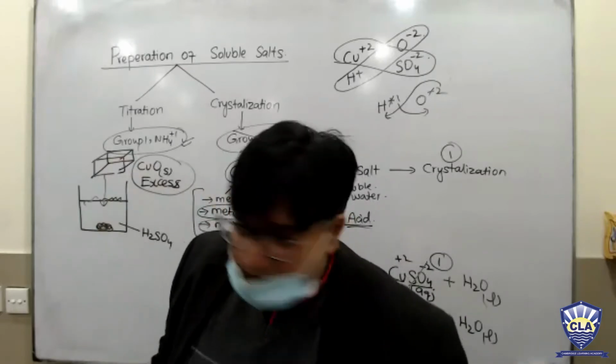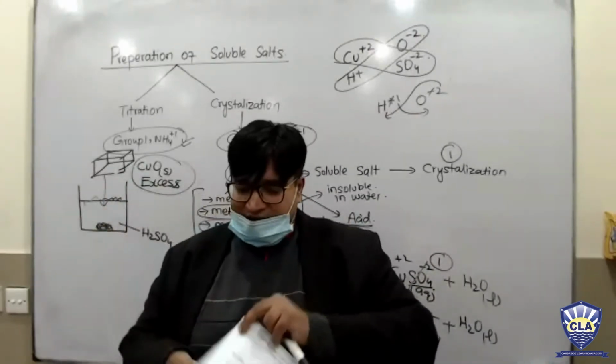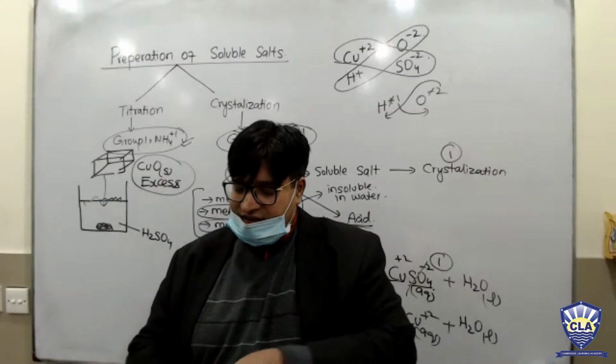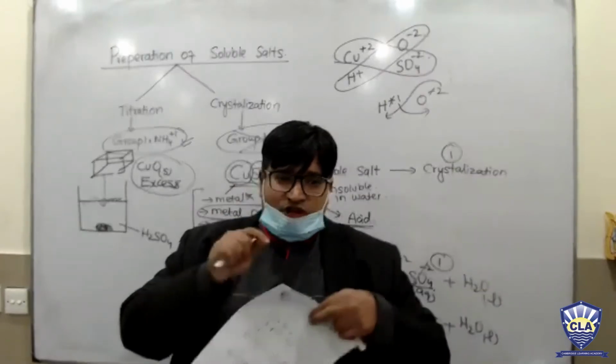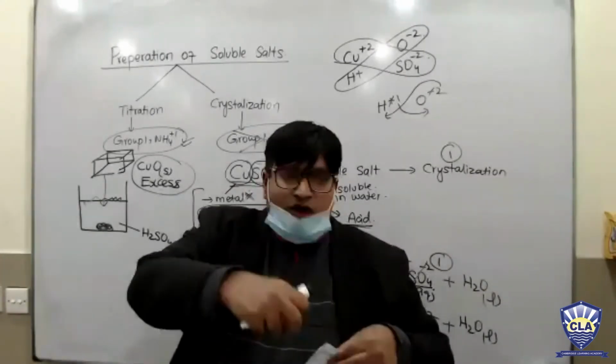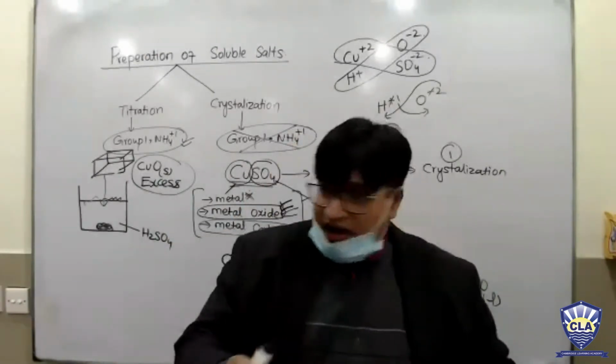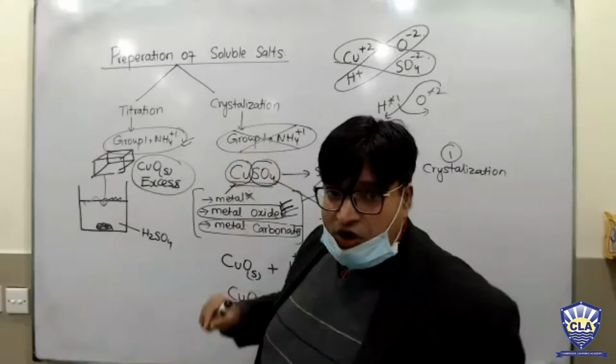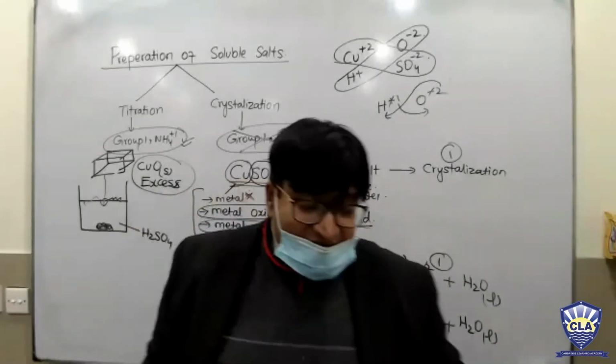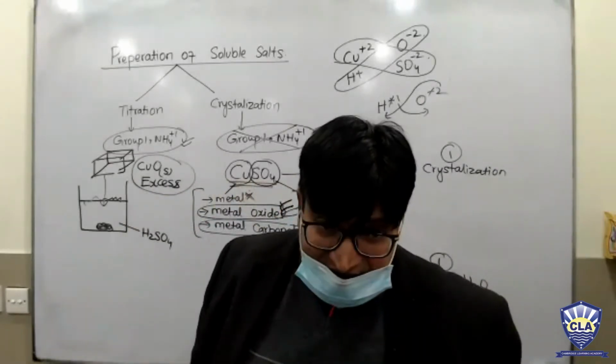Take a paper, put this solid in that paper and just press it. So the quality of the paper is, it is going to absorb all the water. Don't dry it in oven. Why? Because this is the soluble salt, and all soluble salt contain water of crystallization inside it.